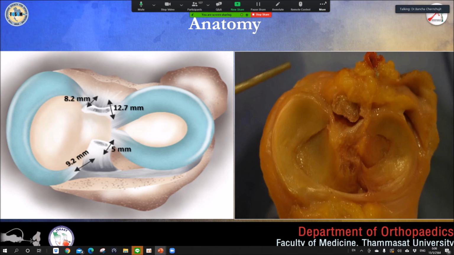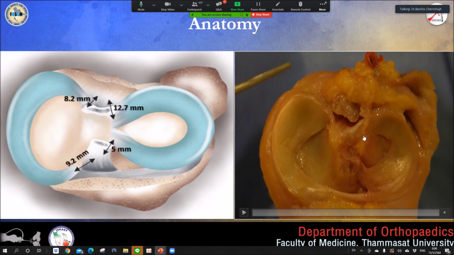So this is the anatomy of the meniscus root. First, you need to know the anatomy of the meniscus root. There's a medial side and a lateral side. This is the medial side. The medial meniscus posterior root, which we are talking about today, is really close to the PCL, about 8 millimeters. This is a study from LaPrade. The anterior part of the medial meniscus root is about 9 millimeters from the ACL. So this is for the medial side.